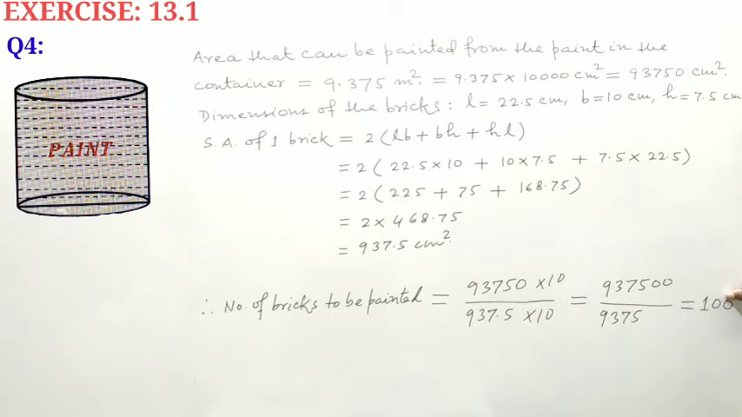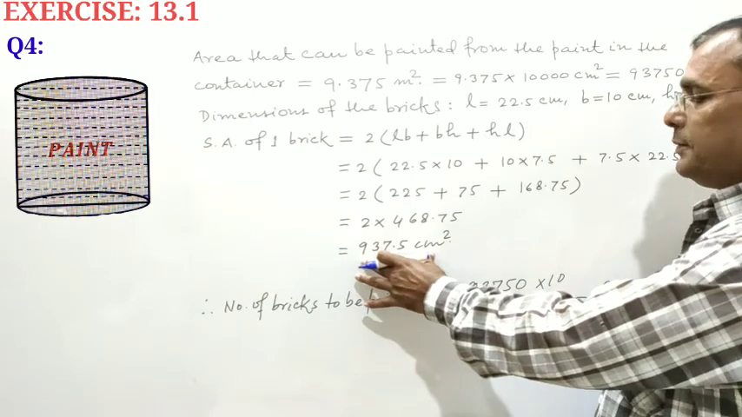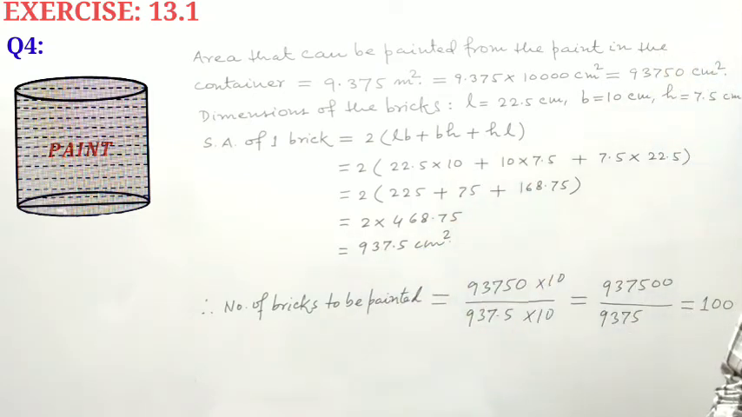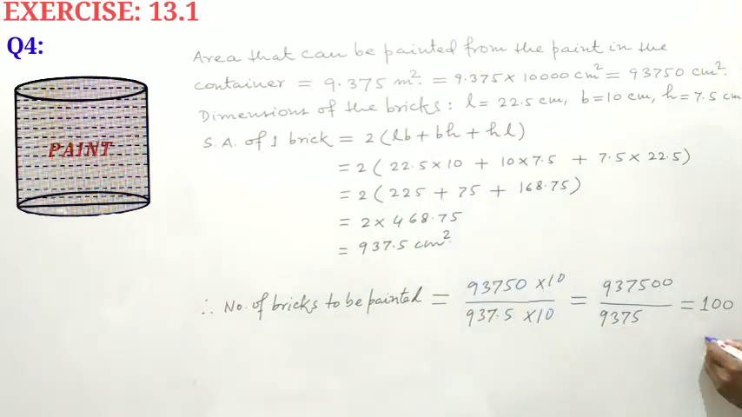That means 100 bricks of surface area 937.5 centimeter square each can be painted from the paint out of the container. So this is the answer.